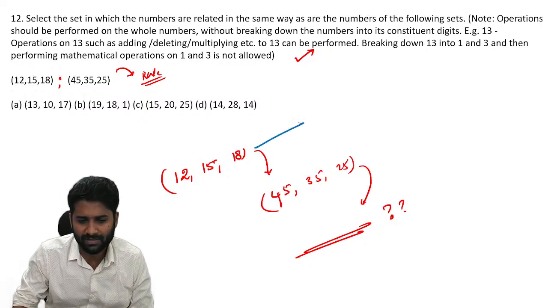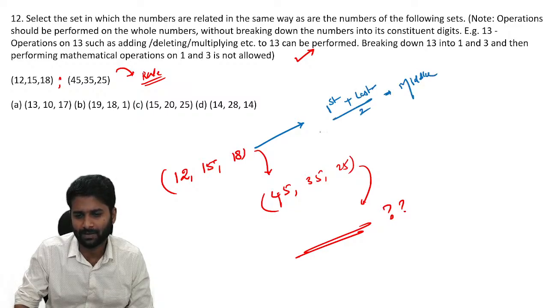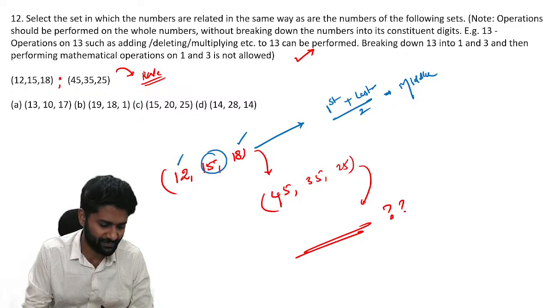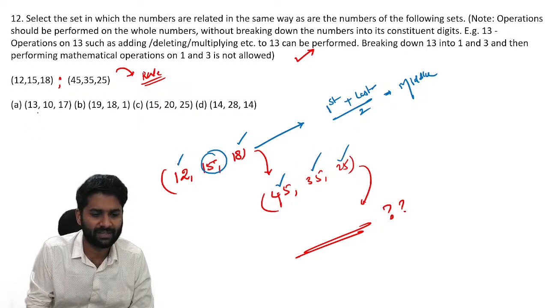See here the relation: sum of first and last number divided by 2 gives the middle number. See, 12 plus 18, 30, divided by 2 is 15. Same, 45 plus 25 is 70, divided by 2 is 35. Find the relation. Sum of these two numbers is 30. 30 by 2 is 15.